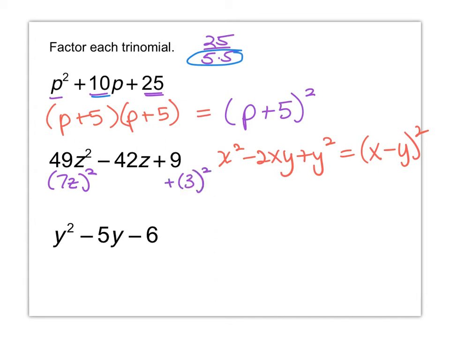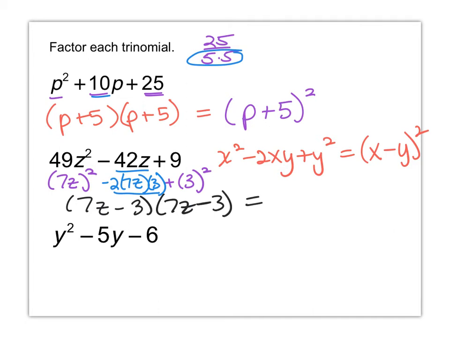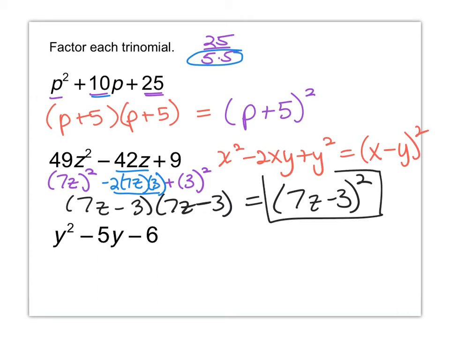If that middle term can be written as minus 2 times x times y, or minus 2 times 7z times 3, then it falls into this form of a perfect square trinomial. And 2 times 3 is 6, and 6 times 7 is 42, so this is equivalent. It follows that form, and the factors can be written as (7z minus 3) and (7z minus 3), which can also be written as (7z minus 3) squared. This is our answer in factored form.